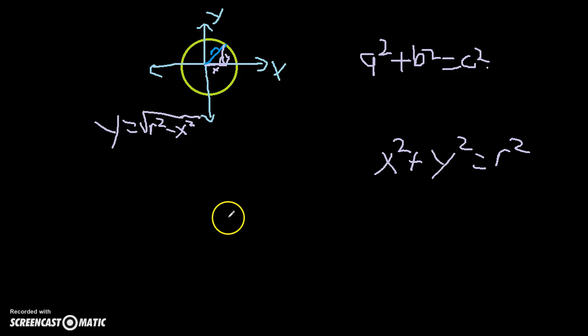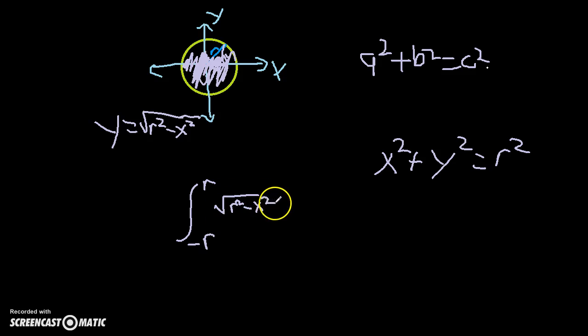Okay, now continuing on, what do we do with this? So what we want to find is this area, the area that's inside the circle. Now there's a way to do this. What we can do is take the integral from negative r to r of that function we just did, the square root of r squared minus x squared dx.